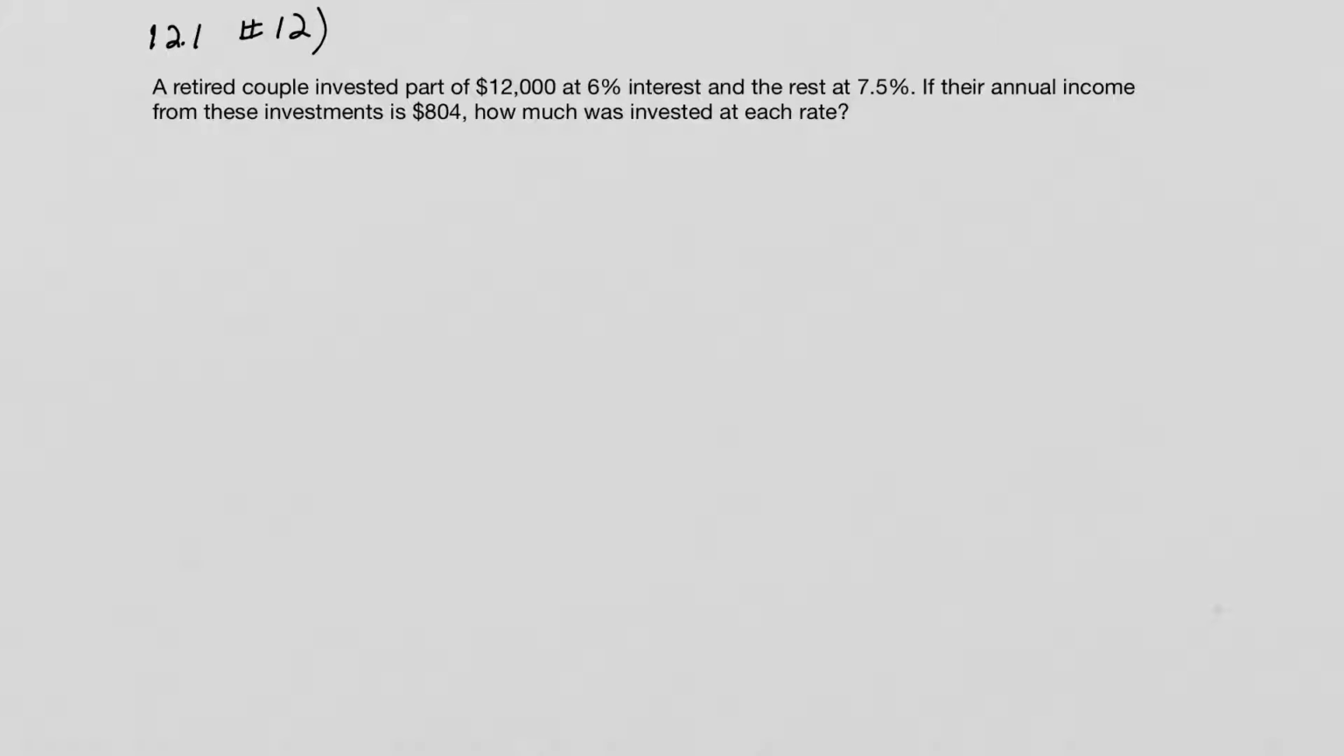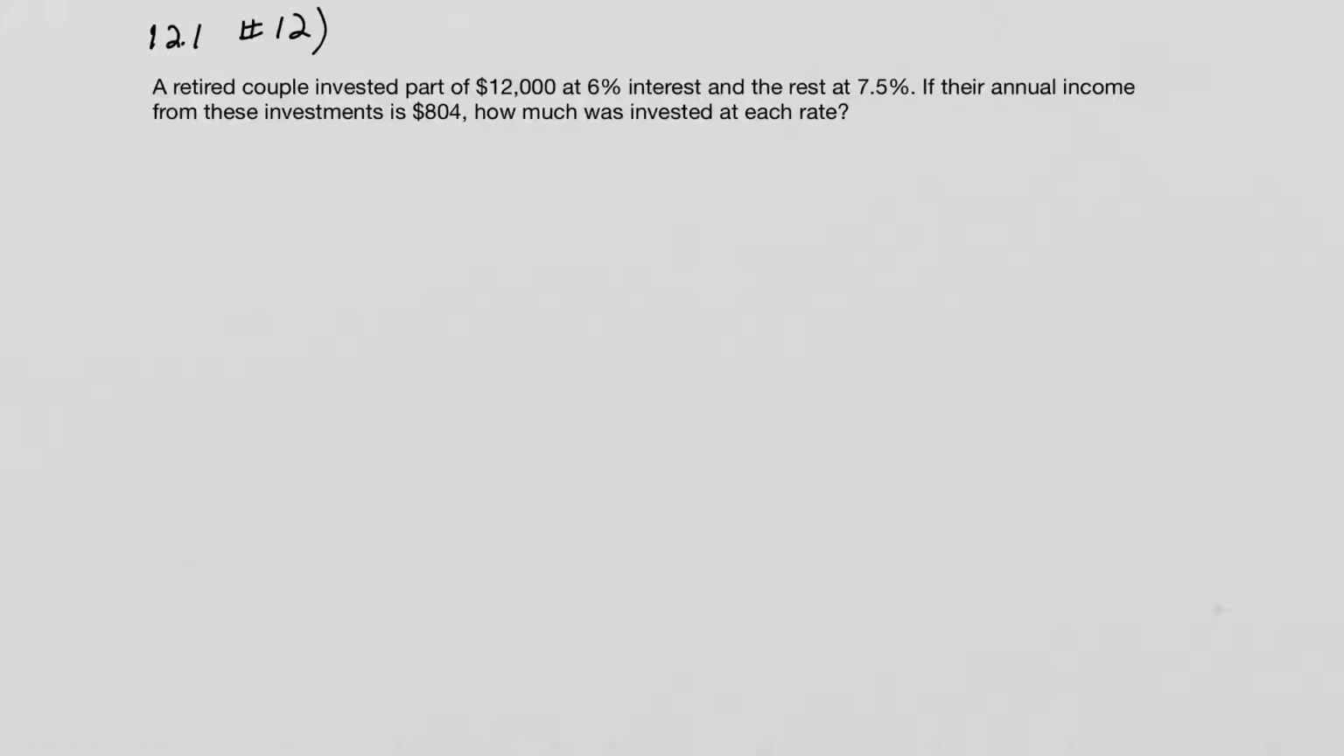So we have a word problem in 12.1, number 12. A retired couple invested part of $12,000 at 6% interest and the rest at 7.5%. If their annual income from these investments is $804, how much was invested at each rate?